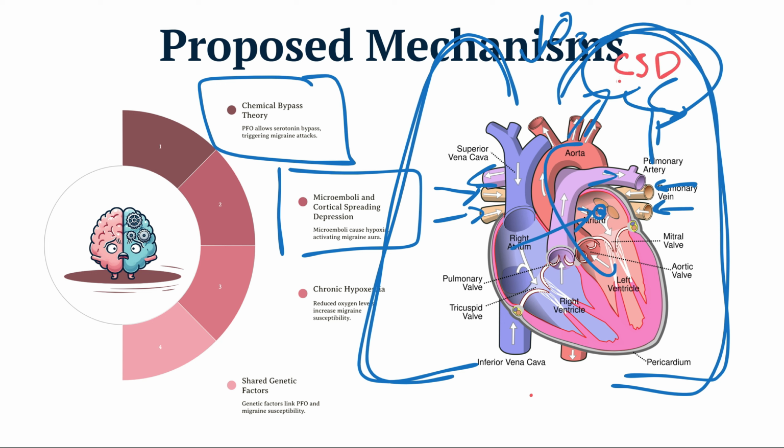And I have a video on that if you'd like to understand what that is. And then cortical spreading depression, which is basically just a wave of neuronal glial depolarization, is believed to be the underlying mechanism for migraine with aura. So it makes sense because PFO is seen more, there's a higher prevalence in people with migraine with aura. And this phenomenon can then activate the trigeminal vascular system, resulting in migraine pain as well.